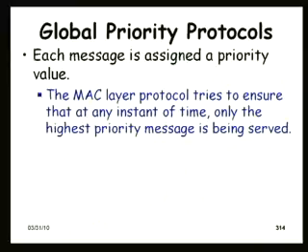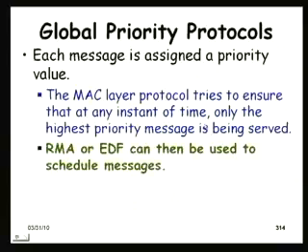Now, let us look at the global priority protocols. Here each message is assigned a priority value irrespective of the node at which the message arises. All are assigned priority values, and the MAC layer protocol tries to ensure that at any instant of time only the highest priority message is served. And once we can achieve this, we can think of using RMA or EDF to schedule messages.